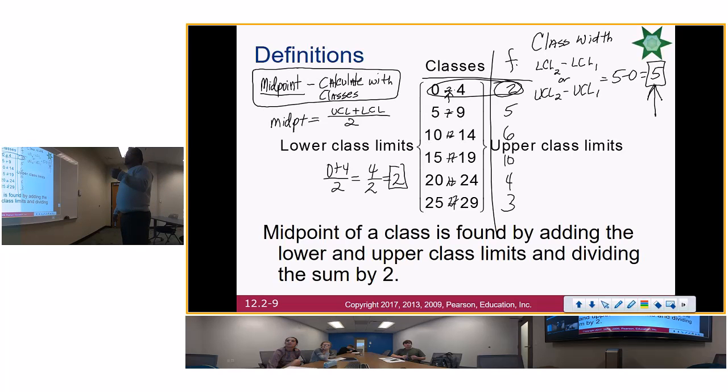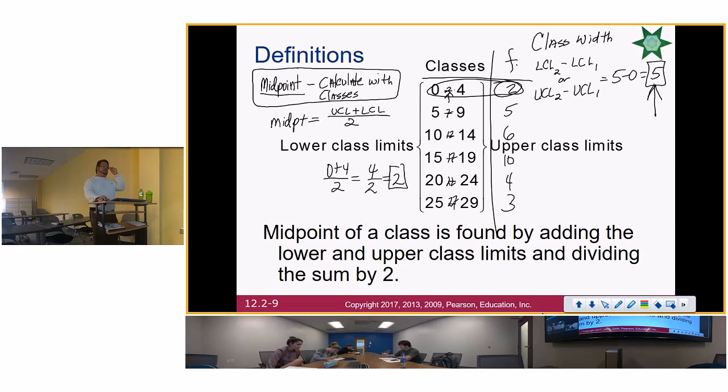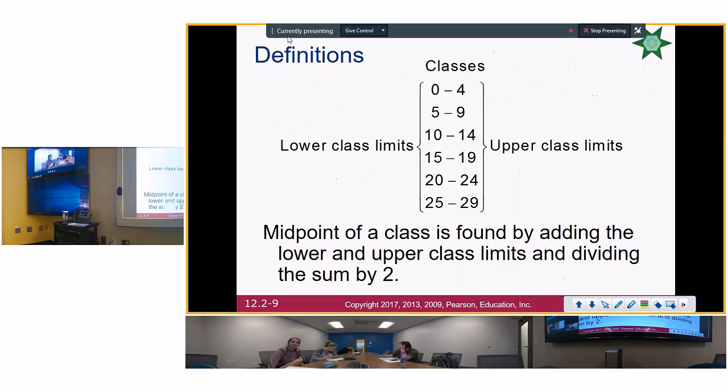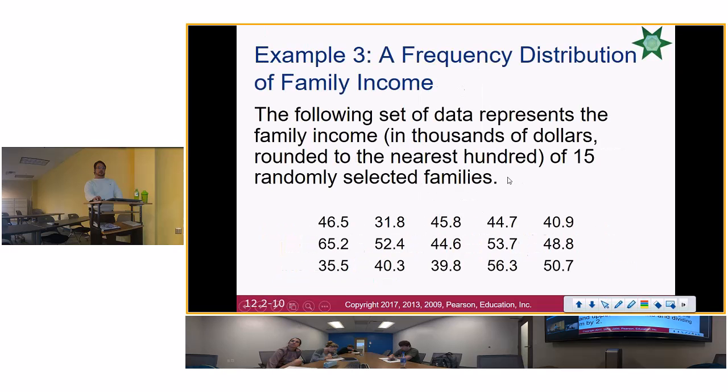If I get a chance, I'll show you how this works, just for your information. But right now, you need to be able to find class width and the midpoint. Let's see what else they ask you to find. Probably going to find the class boundary, but I don't know if they go into class boundary in this book. Okay, they don't do it.